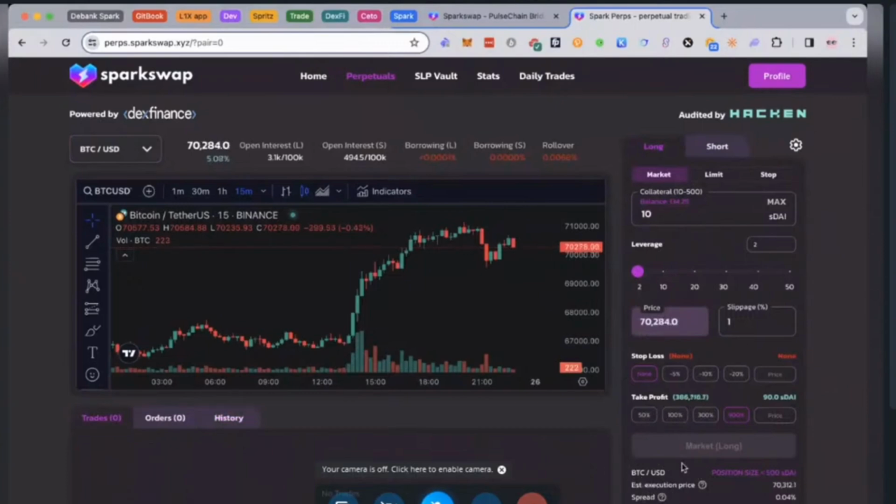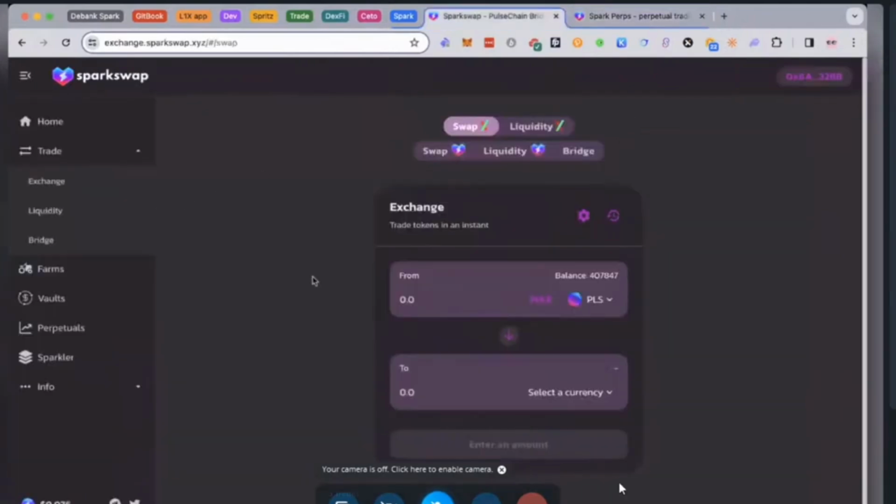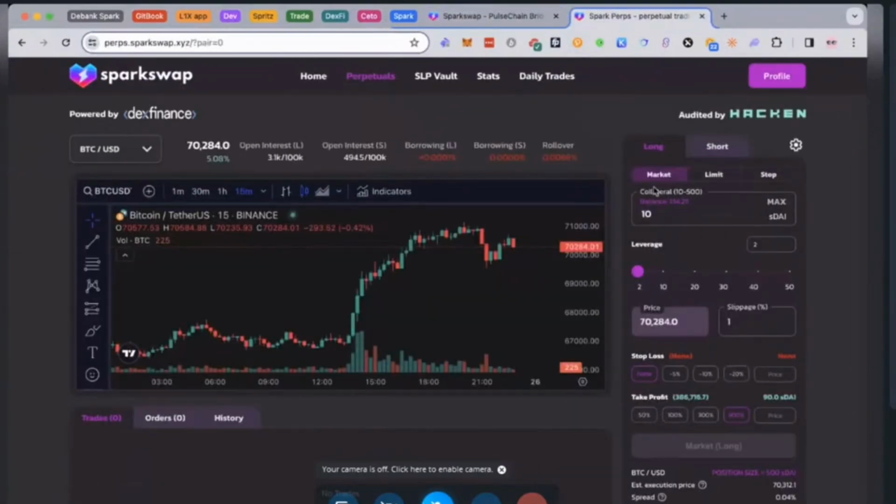Remember I said that everything's backed in SDI, so that's basically what you need to use in order to open a position. Before you get here, you're going to have to go to Sparkswap, buy yourself some SDI, and make sure you have some SDI in your wallet. Then, real simply, there's really only two ways to go: you're either betting that the market's going up, or you think the market's going to go down. So up is long, down is short.